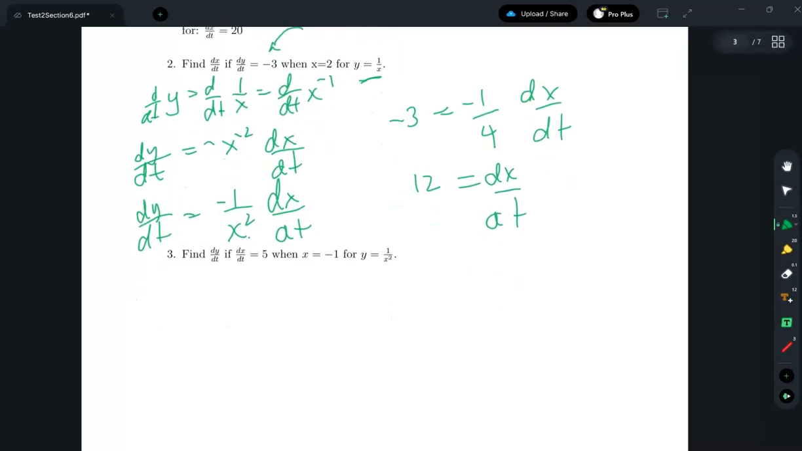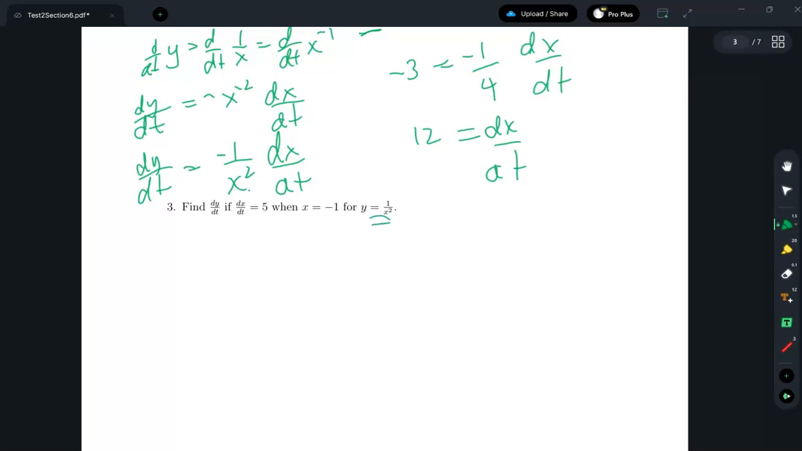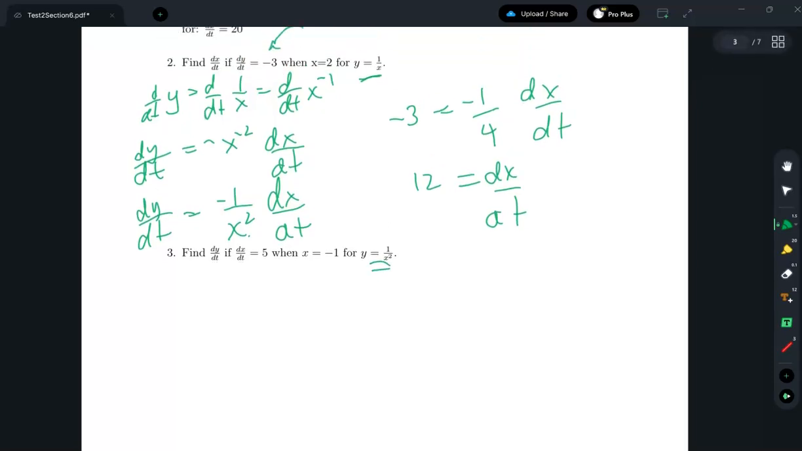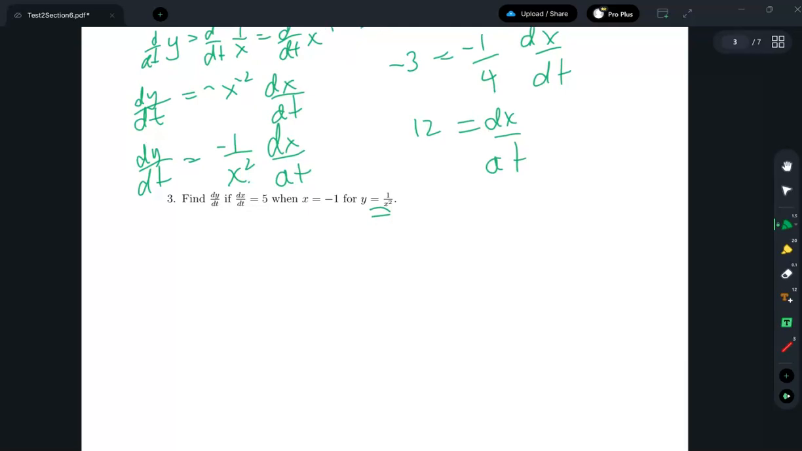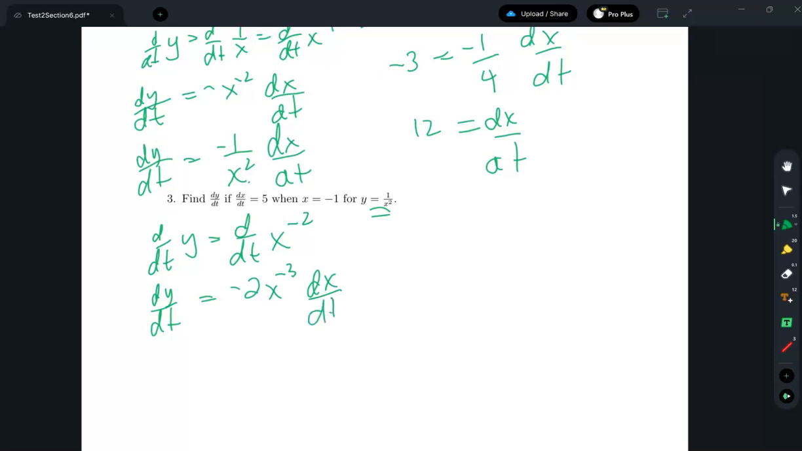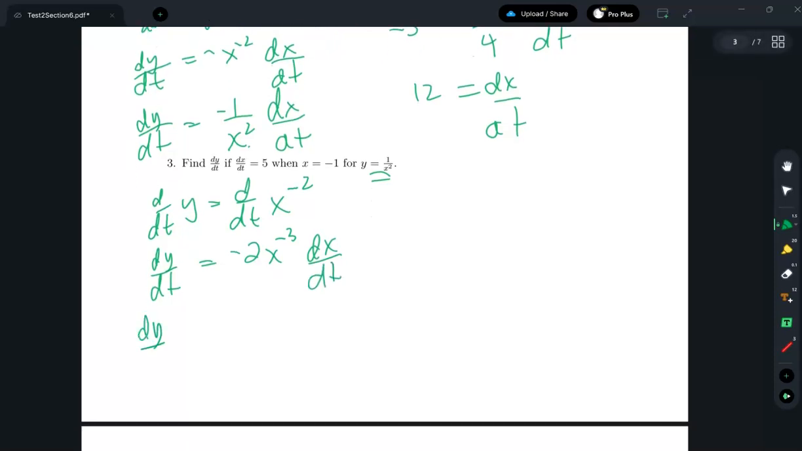Okay, so let's try another one. So this is saying this is my function, and I want to take the derivative with respect to t. So before I even take the derivative, I'm going to take the time to rewrite it as x to the negative 2. So I get dy over dt, negative 2x to the negative 3 dx over dt. Again, I'm going to rewrite it with the negative exponents in the denominator. And then I'm going to plug the information in.